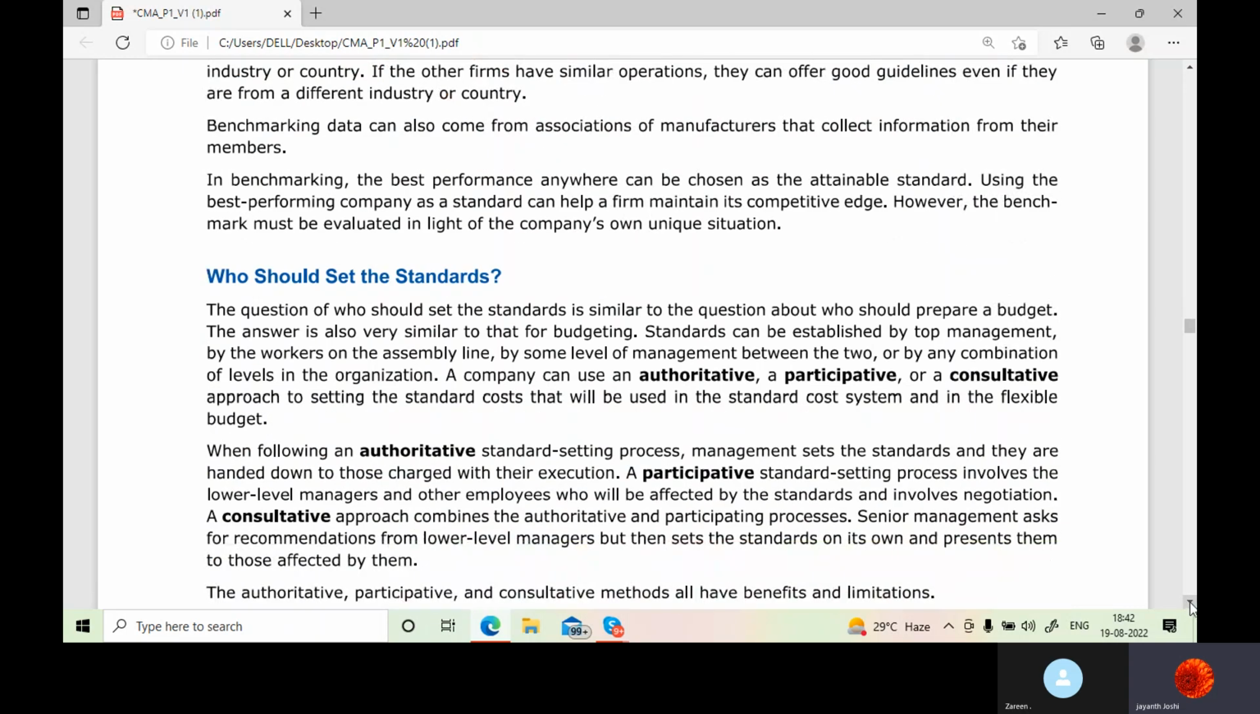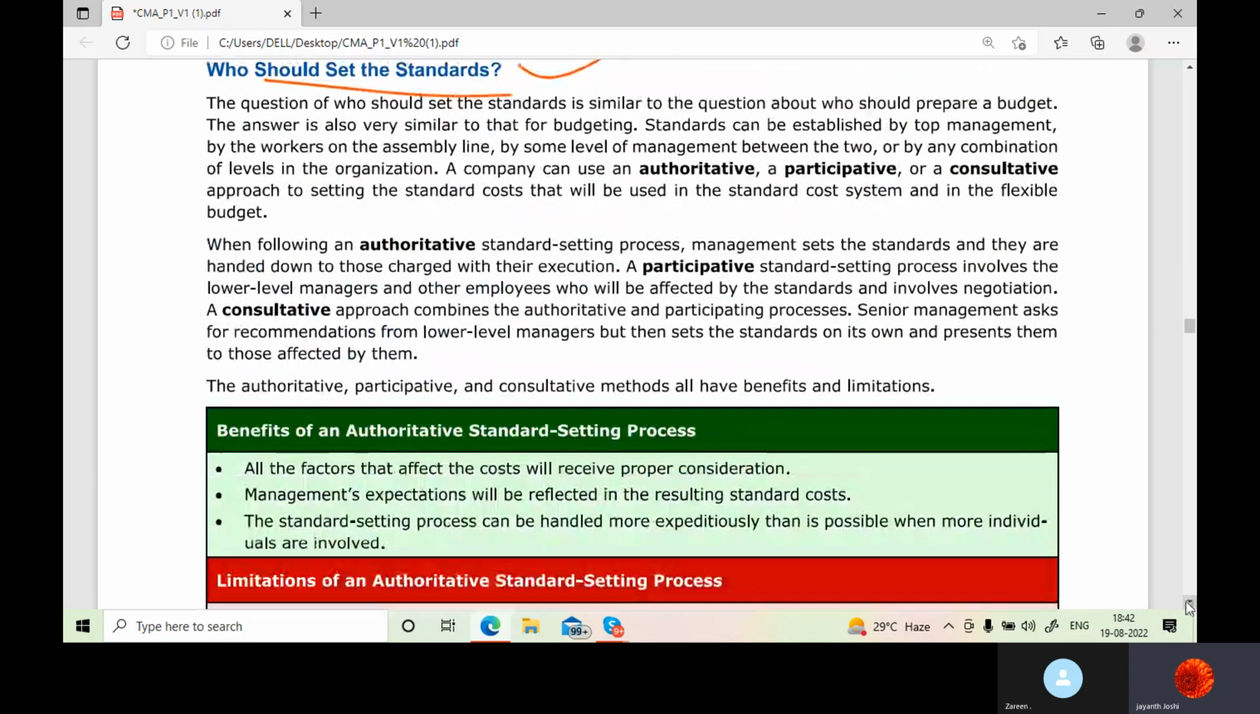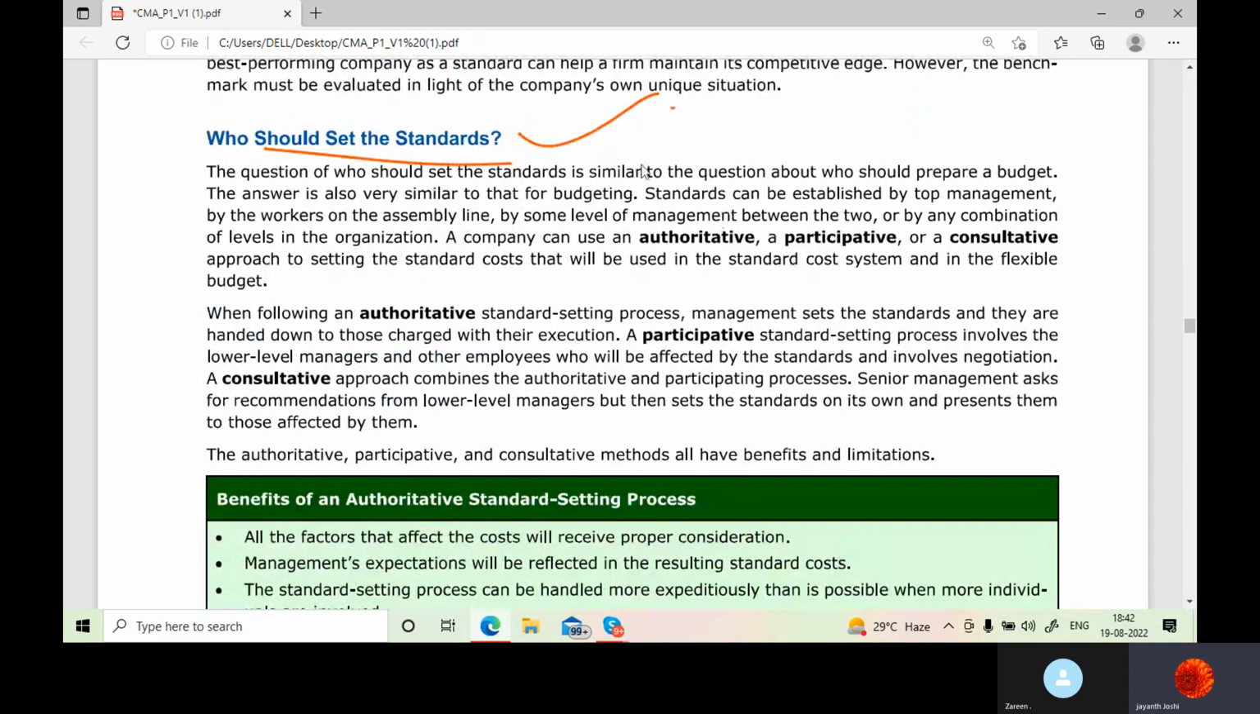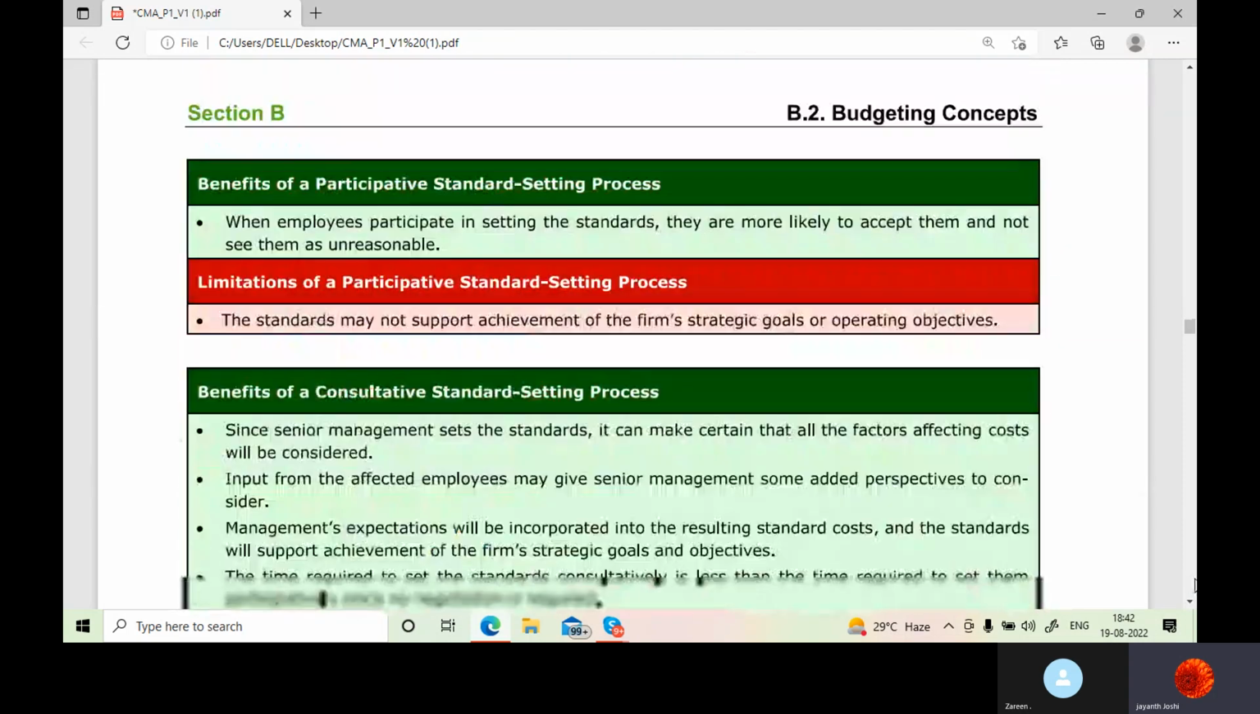Then who should set the standards? Really speaking, the managers, the management who are involved in the budgeting process, should set the standards. We have already discussed the types of budgets made in companies: authoritative, participative, and consultative. I don't want to discuss this again, as we've already discussed it in detail.